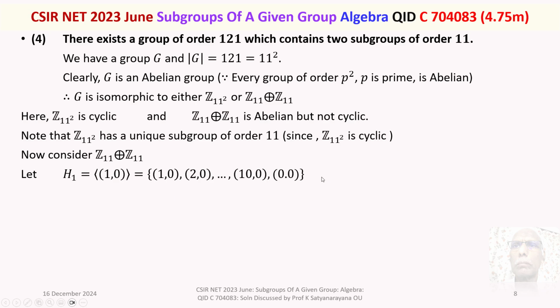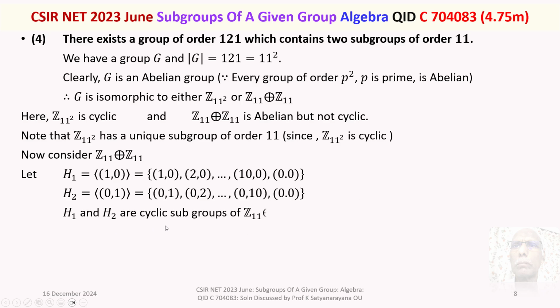So we have one subgroup of order 11. The other, H2, is a cyclic subgroup generated by the ordered pair (0, 1). So this also generates (0, 1), (0, 2), ..., (0, 10), (0, 0). Its order is 11. So thus we have two cyclic subgroups of order 11 in Z11 ⊕ Z11. That is sufficient for us. How many? We are not interested right now. So H1 and H2 are cyclic subgroups of Z11 ⊕ Z11 of order 11.